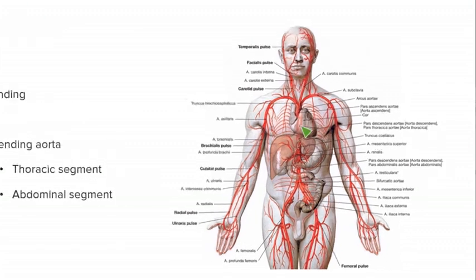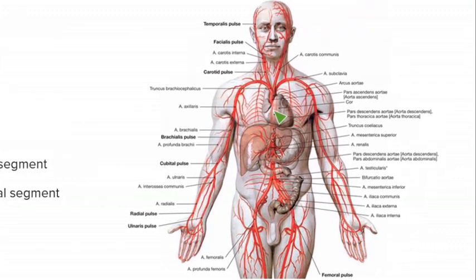heart. The descending aorta can be subdivided into a thoracic segment that's running within the thoracic cavity, and then it'll pass behind the aortic hiatus of the diaphragm, and then will enter the abdominal region and become the abdominal segment of the descending aorta.